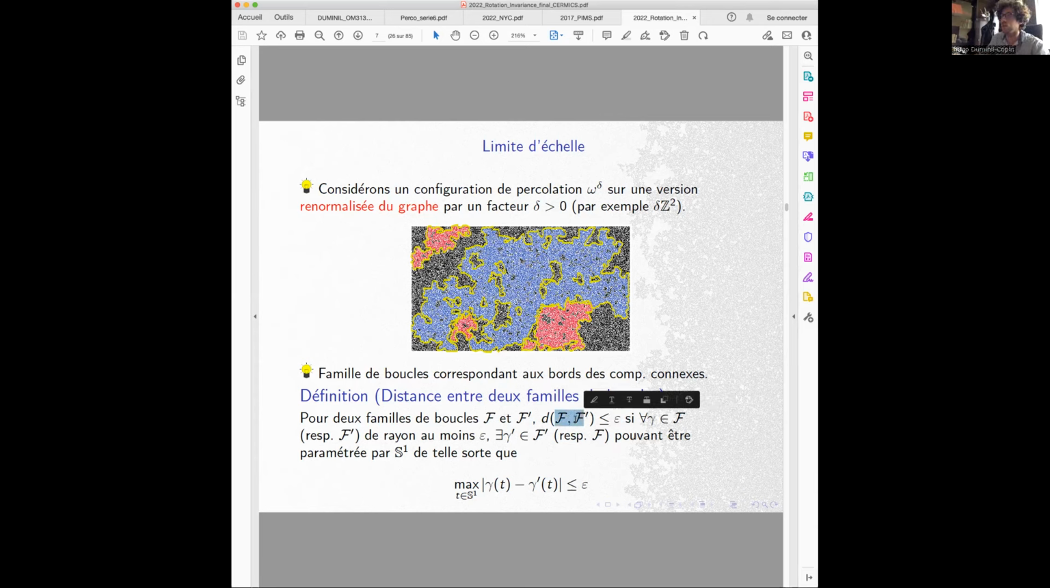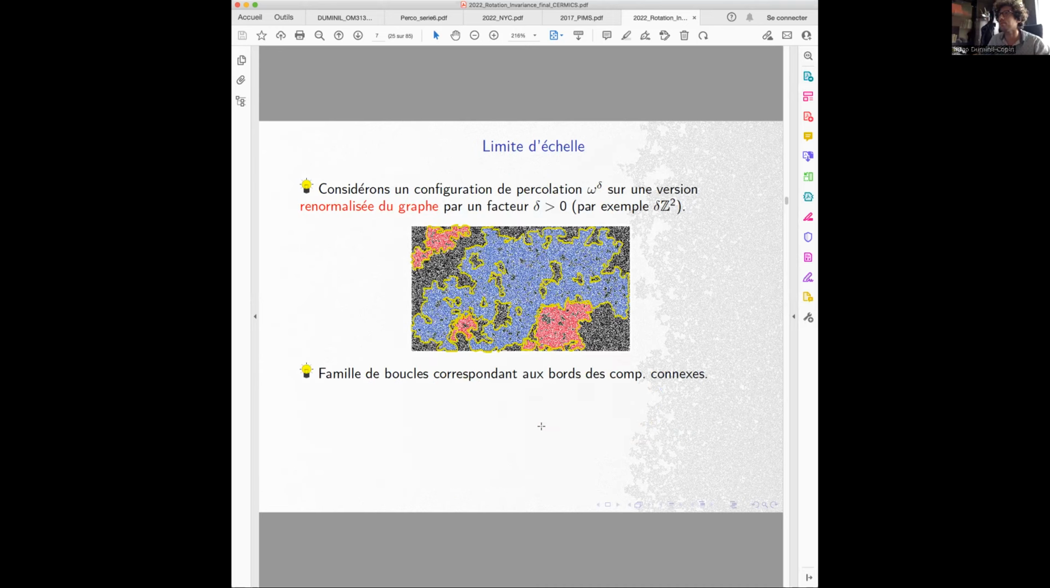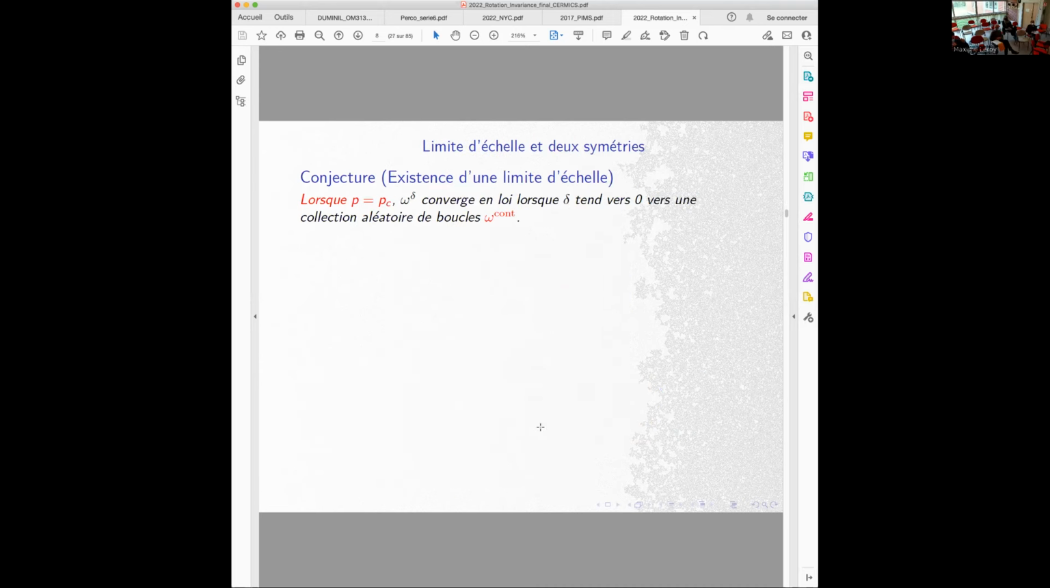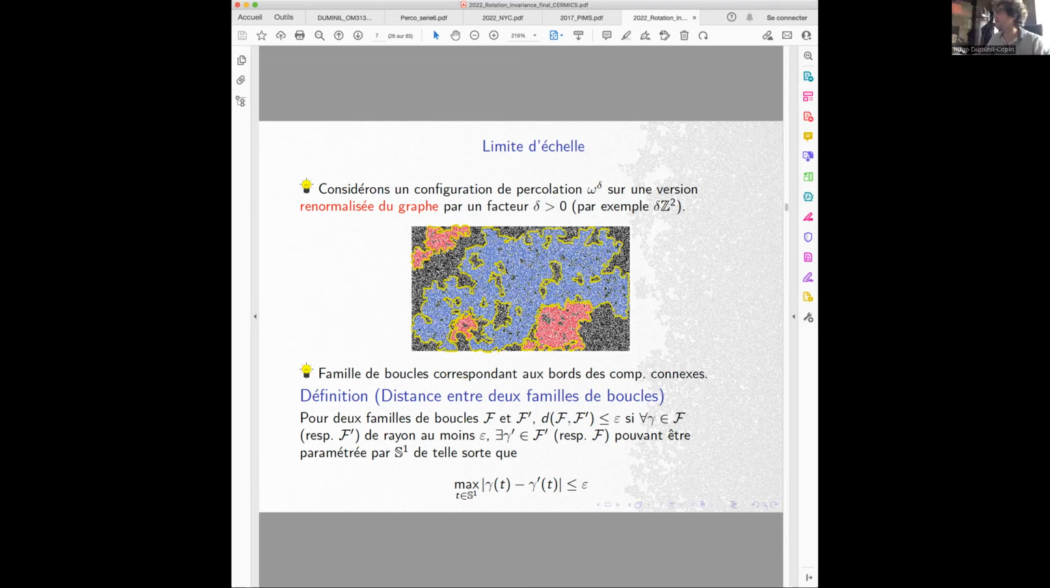And now the question is, what happens to omega delta? You can speak of a convergence in law, and you wonder what is the limit of omega delta when delta tends to 0. And Hugo, there is a question in the chat by Andreas Portiello: can you use height functions instead?